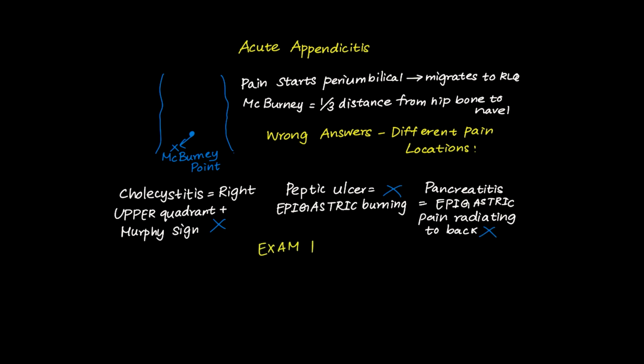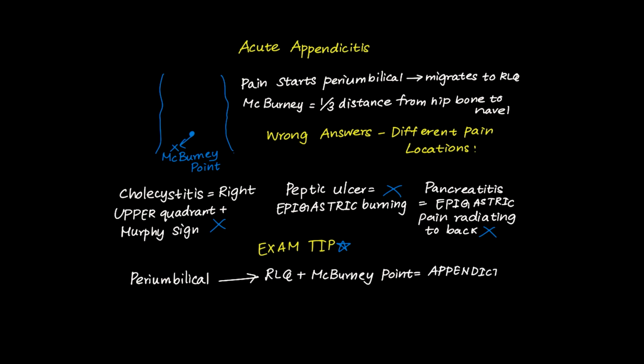Here's a WGU D443 OA exam tip for you. Periumbilical pain migrating to the right lower quadrant plus McBurney point tenderness equals appendicitis. That migration pattern is the giveaway. Quick recall hook. McBurney is where the appendix burns. Pain starts at the belly button and burns its way down to McBurney point.